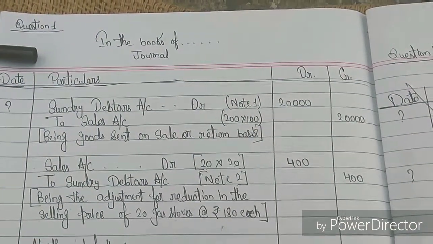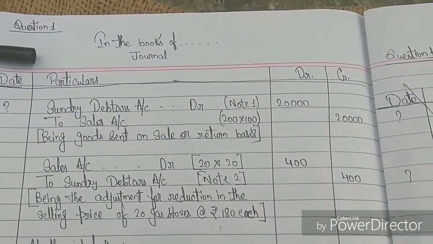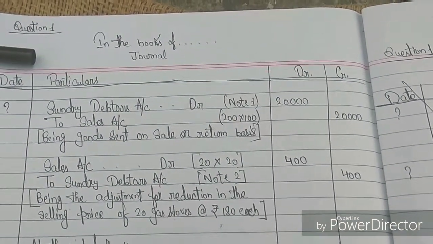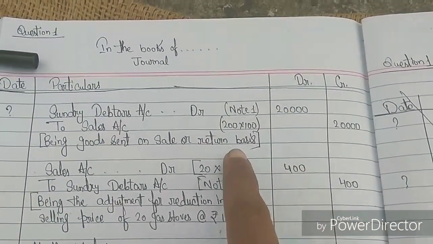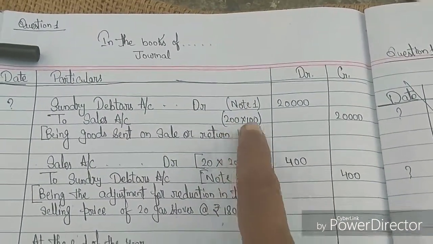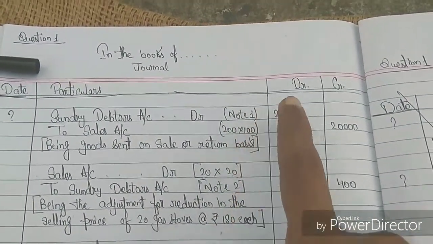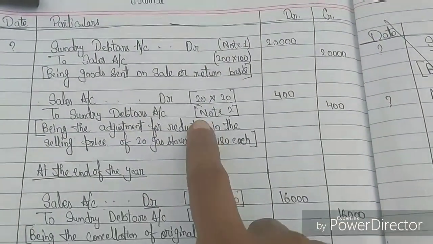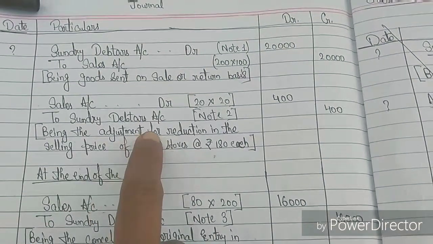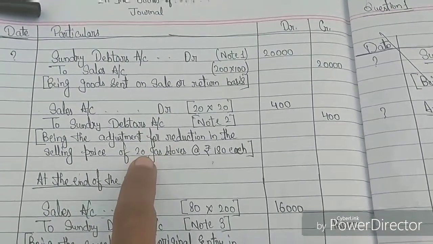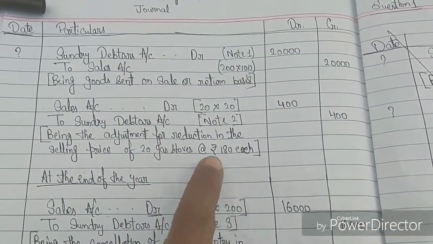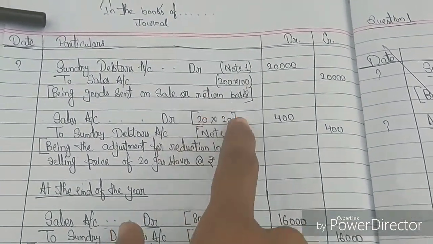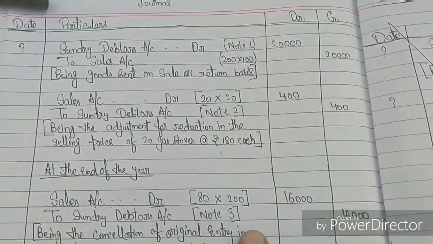I hope that you read the question properly, and now I am going to explain the journal entries of this question. The first journal entry will be sundry debtors account debit to sales. This will be a normal sale entry, and the invoice price will be 200 rupees into 100 pieces of gas stoves, so the amount will be 20,000. And the second entry will be for the deduction in the selling price of 20 gas stoves. The customer accepted 20 gas stoves at rupees 180 each. So the difference in invoice price and the sale price is 20 rupees, so 20 into 20 pieces is 400.